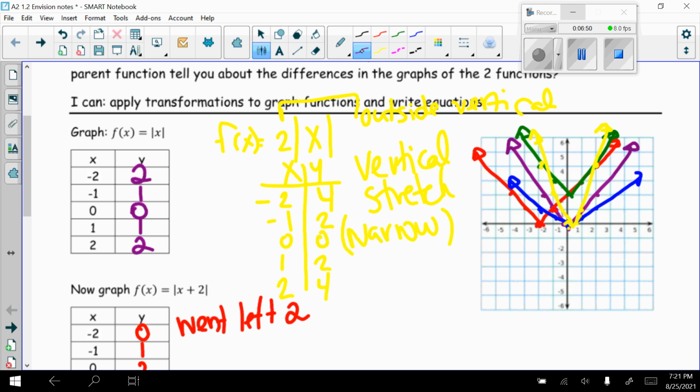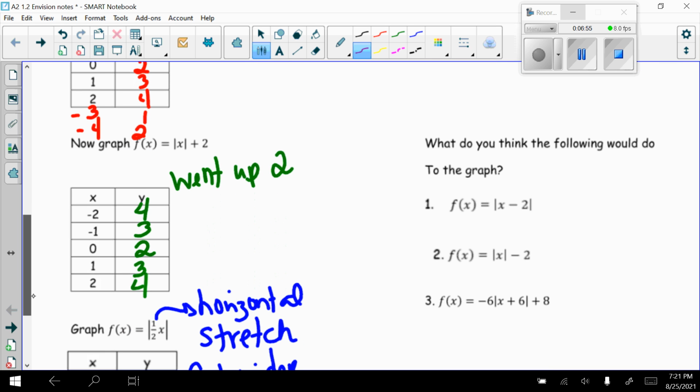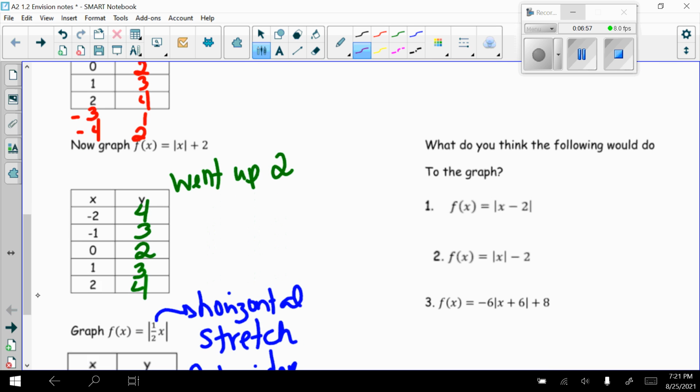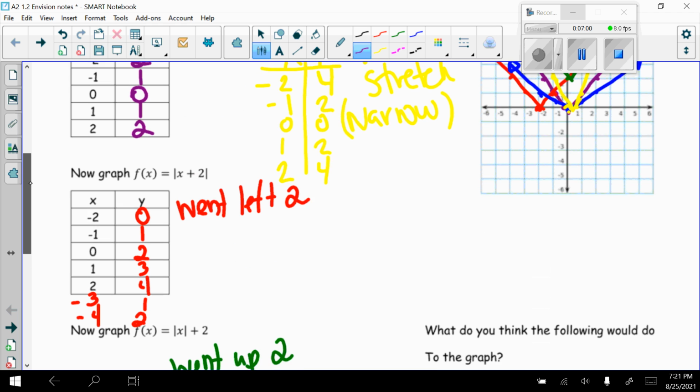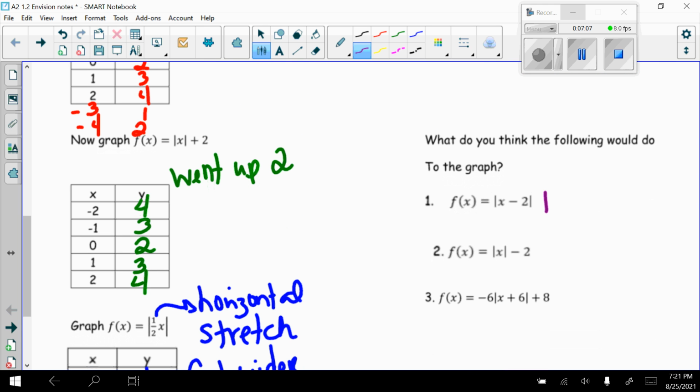So now, based off of the patterns that we're seeing, without graphing, what do you think the following would do to the graph? Absolute value of x minus 2. So we noticed that when it was the absolute value of x plus 2, it went left 2. So if it's an x minus 2, it would go right 2. Number 2, the absolute value of x minus 2 on the outside. We notice over here where we had the absolute value of x plus 2 on the outside went up 2. So the minus 2 on the outside is going to shift the graph down 2.